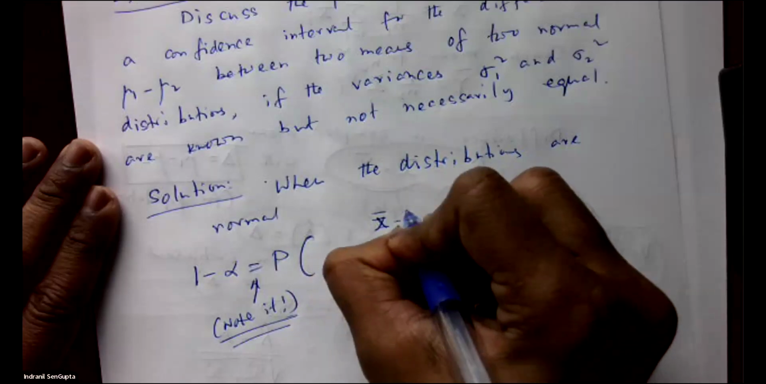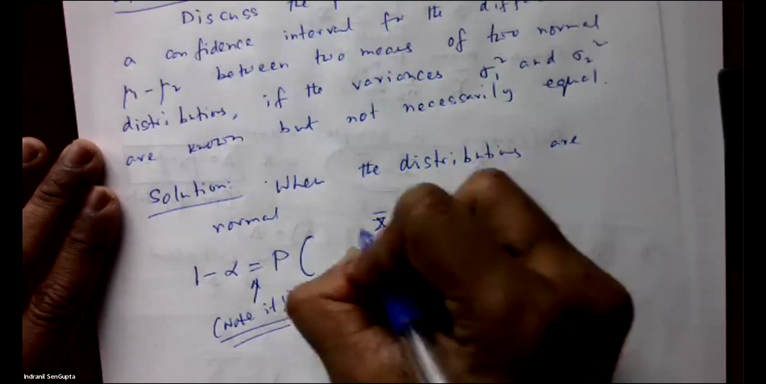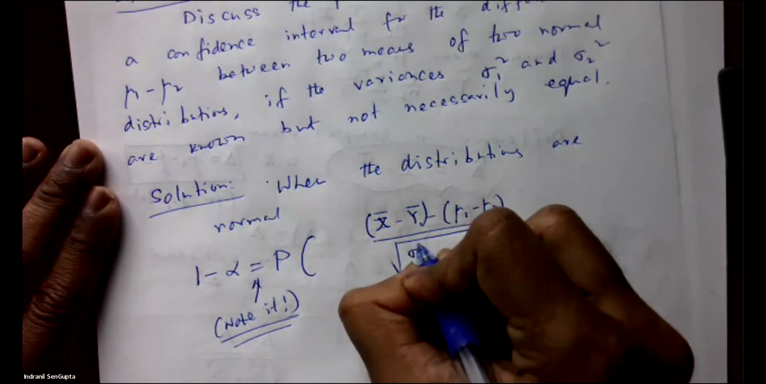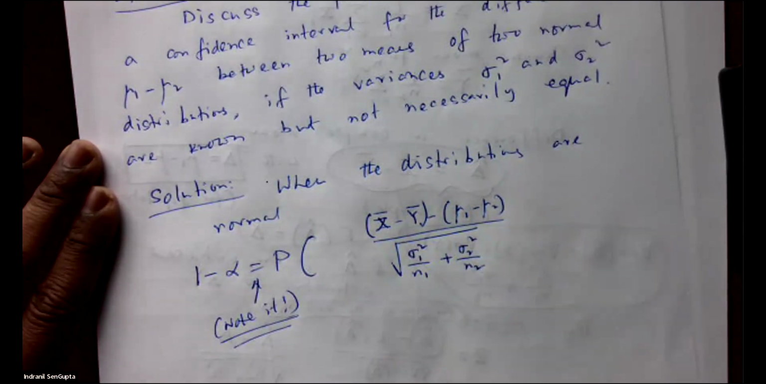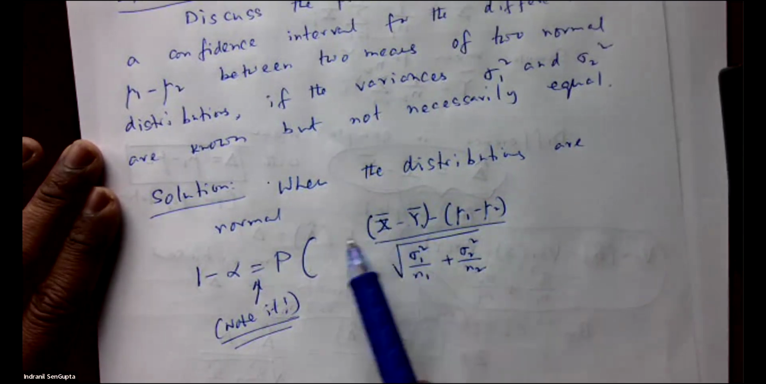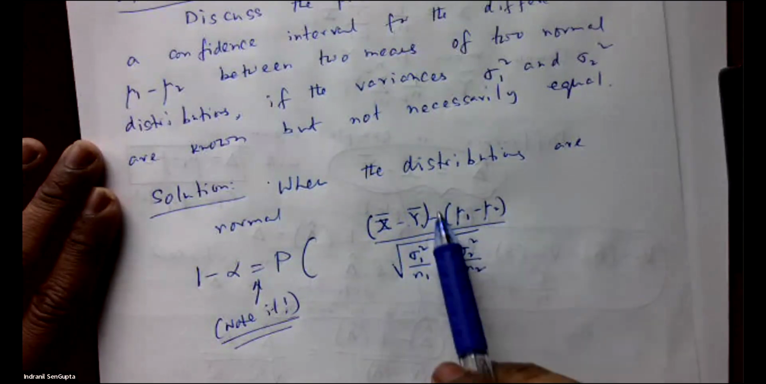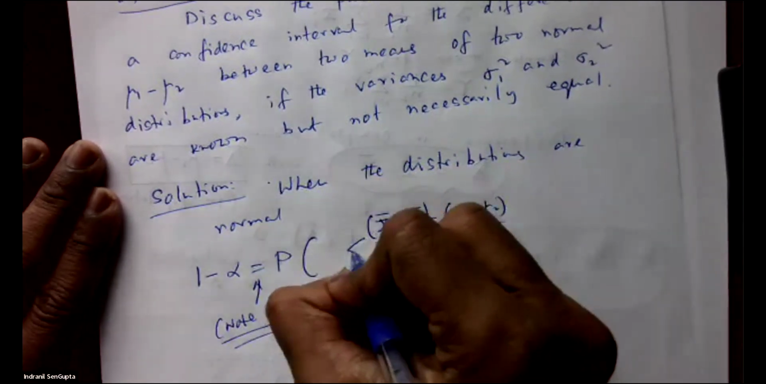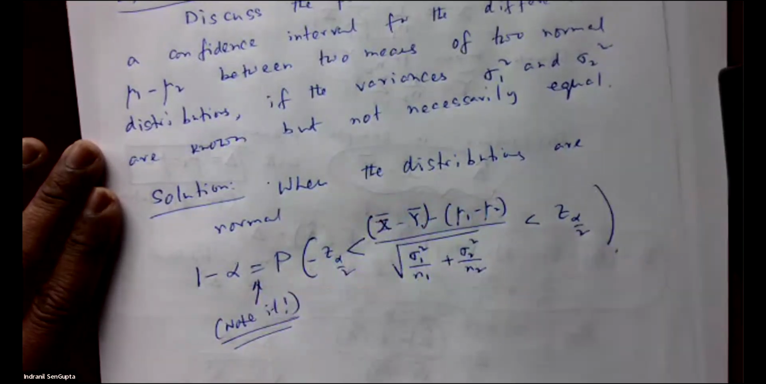x bar minus y bar minus mu1 minus mu2 over the square root of sigma 1 squared over n1 plus sigma 2 squared over n2. This is now standard normal, right? So if x and y are normal, then x bar minus y bar is also normal, and then I subtracted its mean. I divide by the square root of the variance, and the quantity that I'm needing is basically less than z of alpha over 2 and greater than minus z of alpha over 2, right?